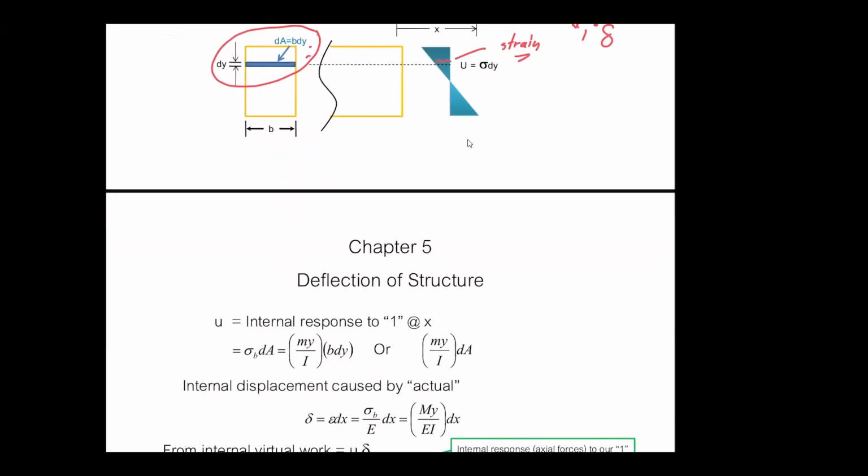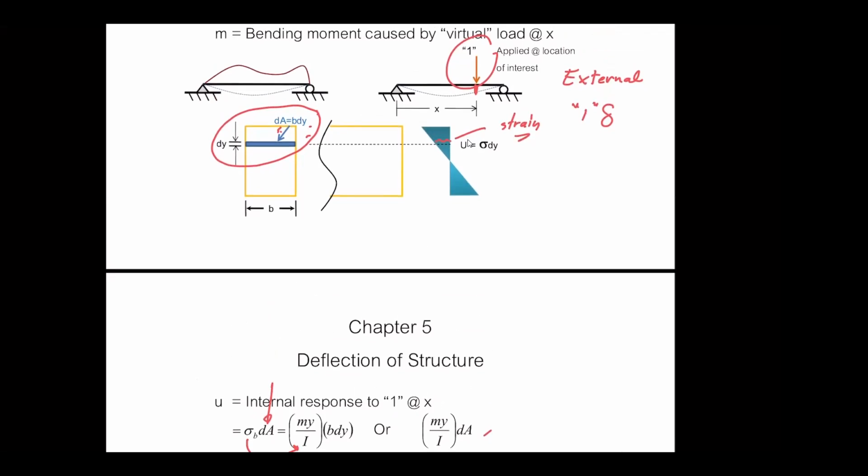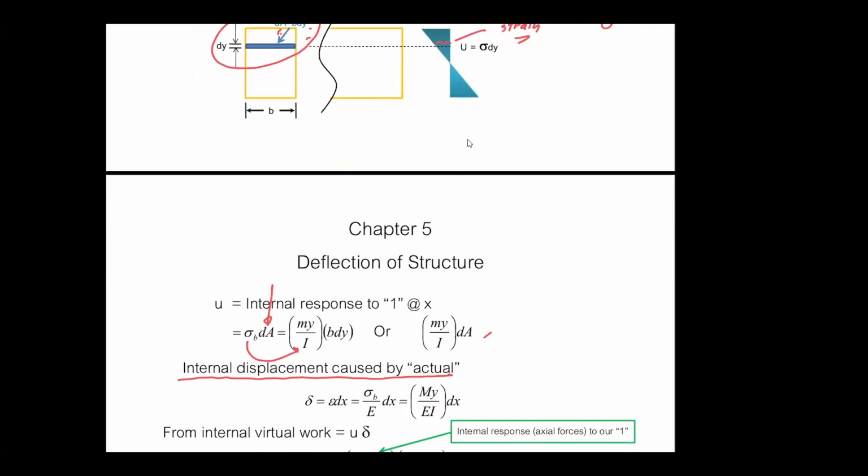But the internal work will become, you see that dA multiplied by the stress. That's the force. But bending stress is my over I. And dA is b dy. Okay, so the internal response is my over I multiplied by dA. Internal displacement caused by the actual load, delta, is the strain multiplied by dx.